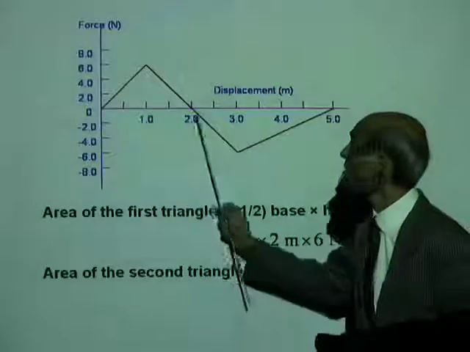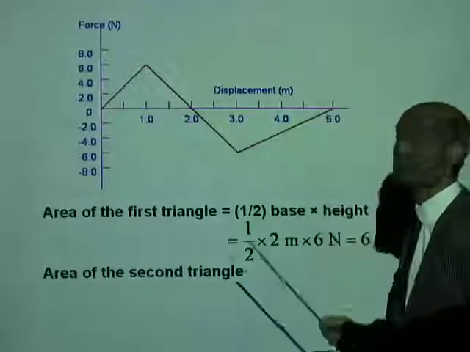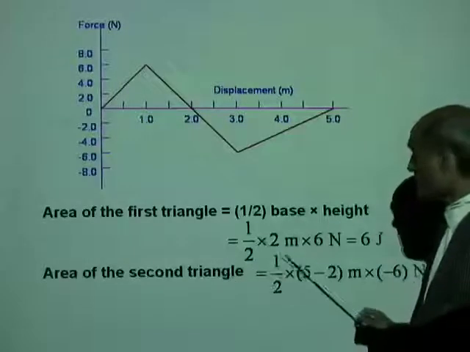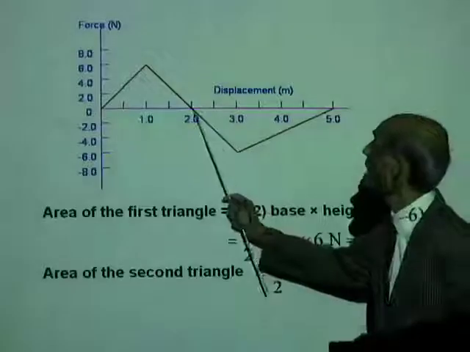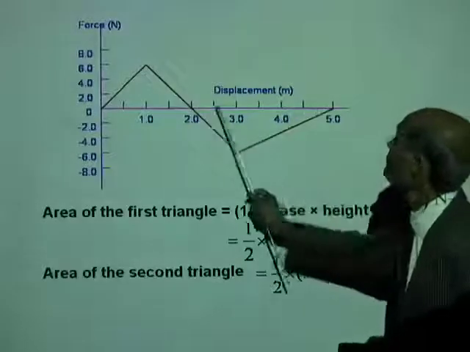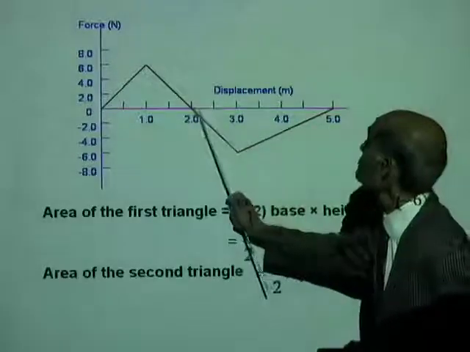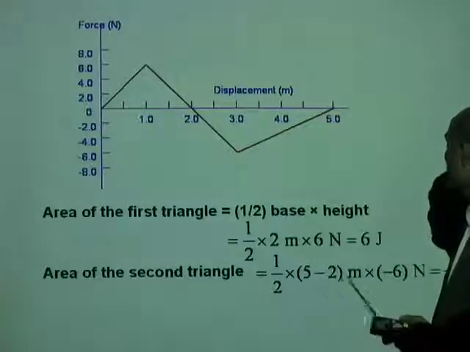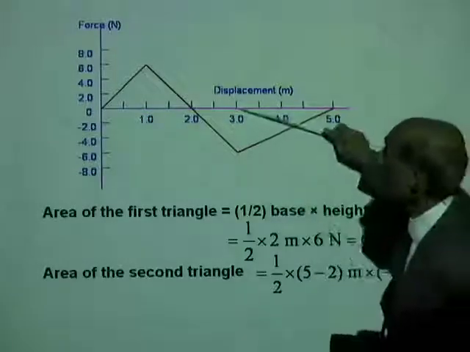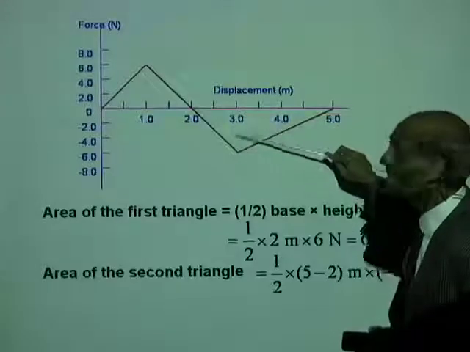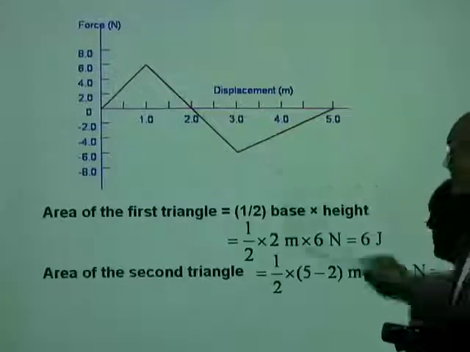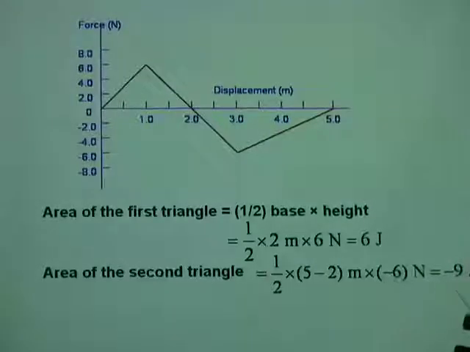And area of the second triangle is, of course, that would be negative, is that right? That will be 1/2, base is, what is the base? 5 minus 2 is the base. And what is the height? Now look at the height of the triangle. The height is negative 6. So that will be negative 9 joules.